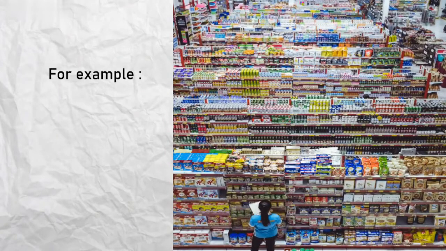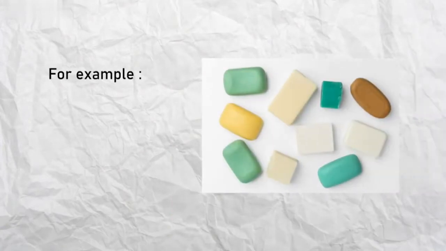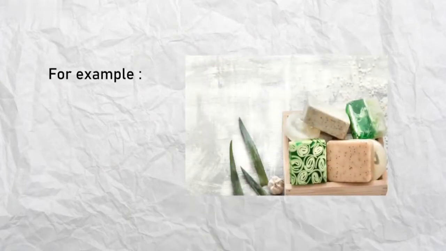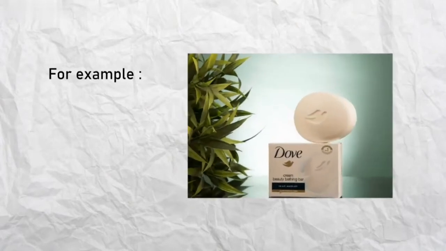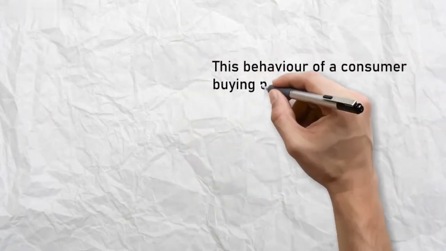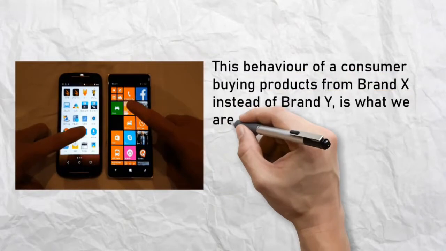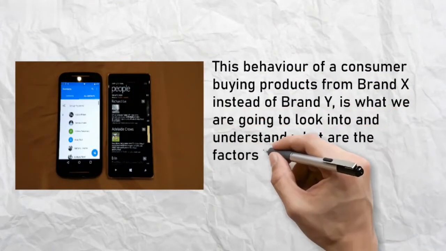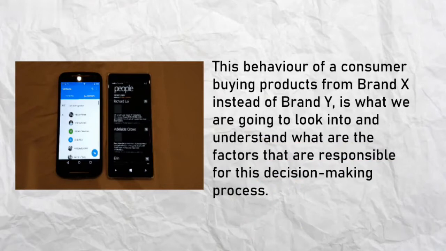There you will find an entire aisle of different brands of soaps, like Dove, Pears, Lux, Nivea, etc. And different types of soaps like antiseptic, fragrance or Ayurvedic that you can choose from. So out of all the products, you pick one from a particular brand and of a particular type. Let's say you chose a soap from Dove. So instead of choosing a soap from any of its competitors like Pears, Nivea or Lux, you chose to buy from this particular brand for a reason. This behavior of a consumer buying products from brand X instead of brand Y is what we are going to look into and understand what are the factors that are responsible for this decision-making process.